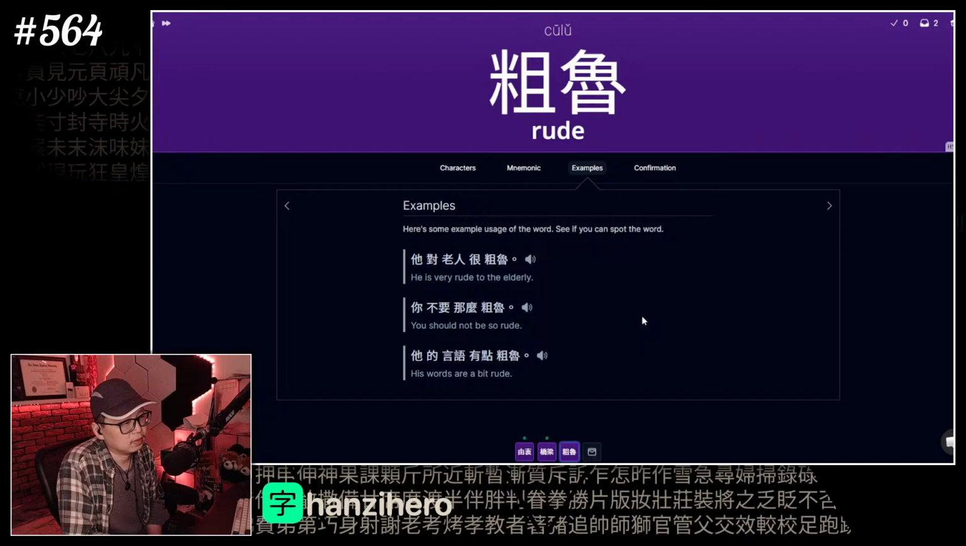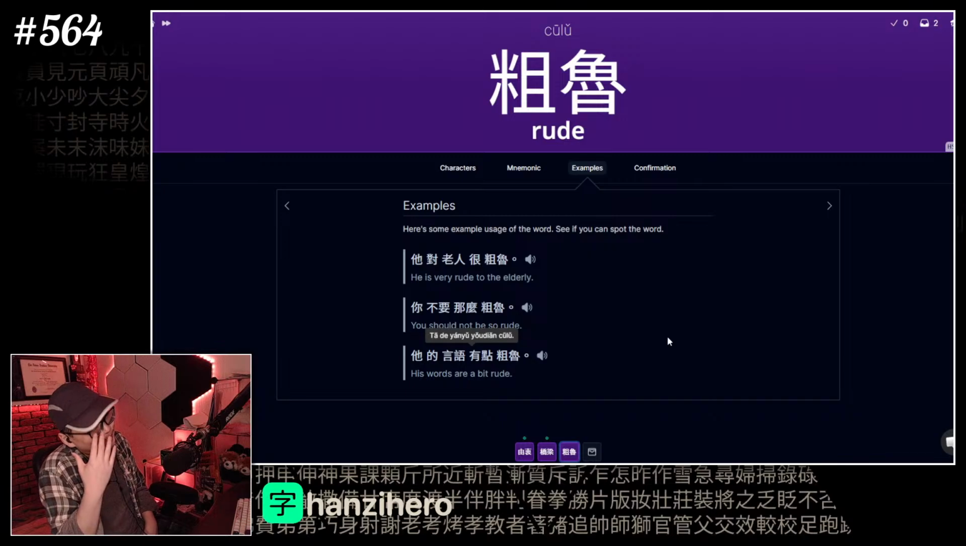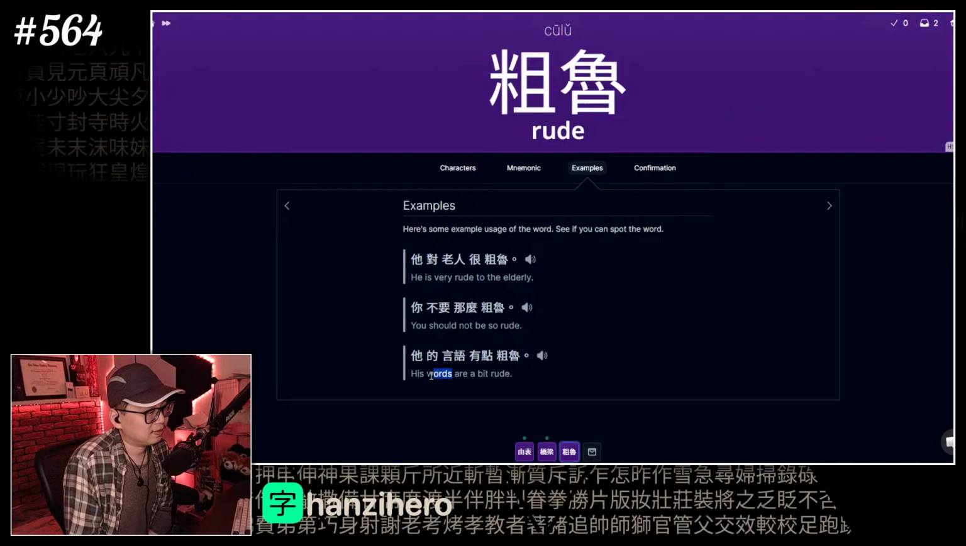语言有点粗鲁, no, 言语. Oh, I got them backwards. I get these two backwards quite often actually. 言语, so originally I started with 言语 and then I double back and I'm like, 语言 is very similar to 言语, and then I get them swapped quite often.